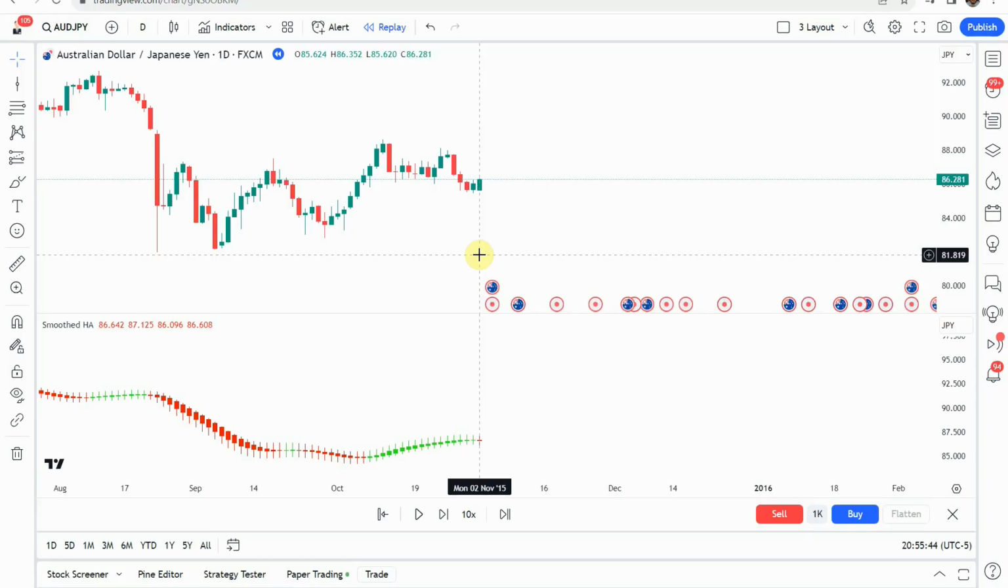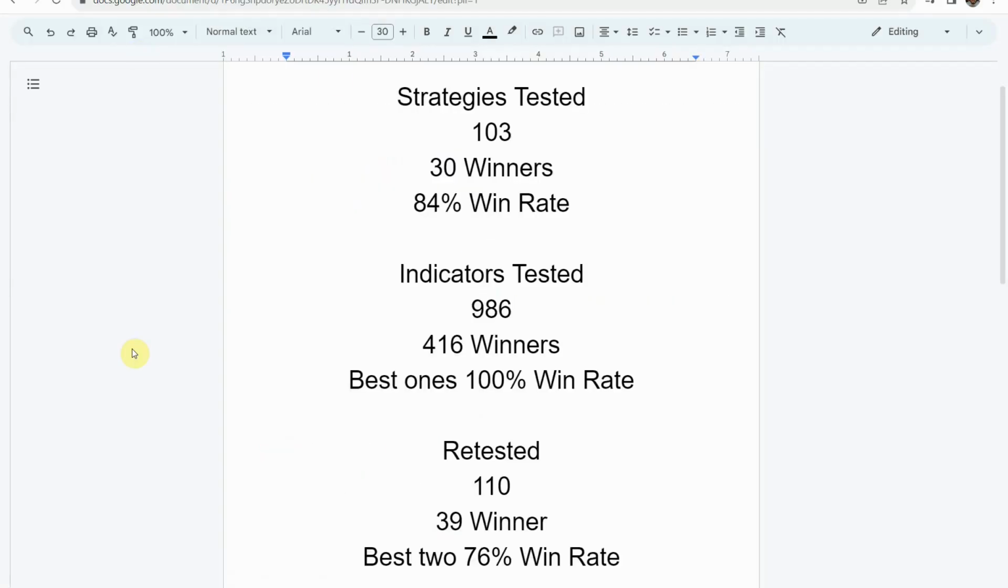Alright, as I said, today we will be testing the smooth Heikin Ashi indicator. Before we do though, I wanted to put the testing scoreboard up for everyone to see. So to date, we have tested a total of 103 different strategies, with 30 of them being winners. The best one so far was able to achieve an 84% win rate.